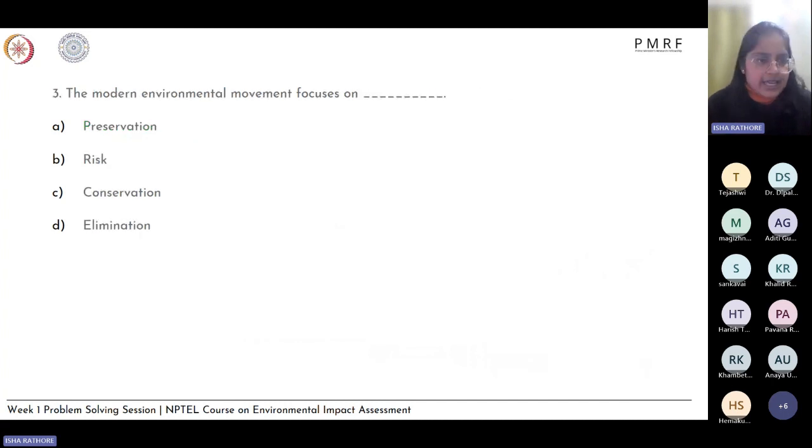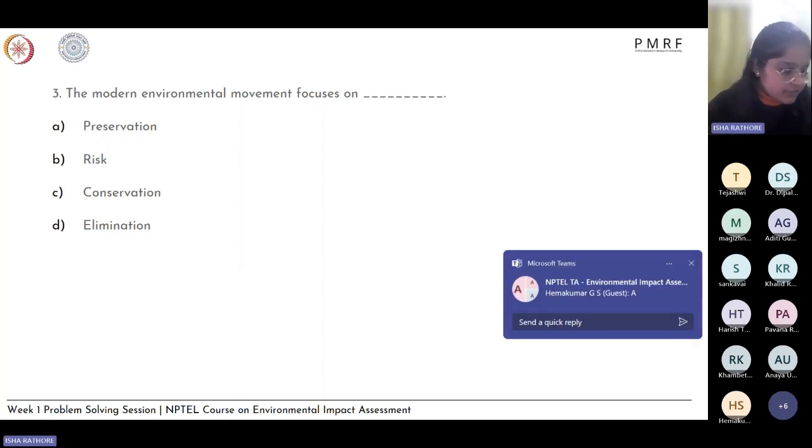So moving on to the next question. The modern environmental movement focuses on A, preservation, B, risk, C, conservation, or D, elimination. Okay, so we have preservation, another A. Okay. Well, we have a C as well. D as well. We have A again.